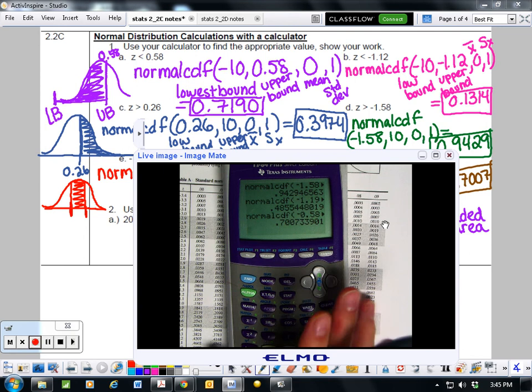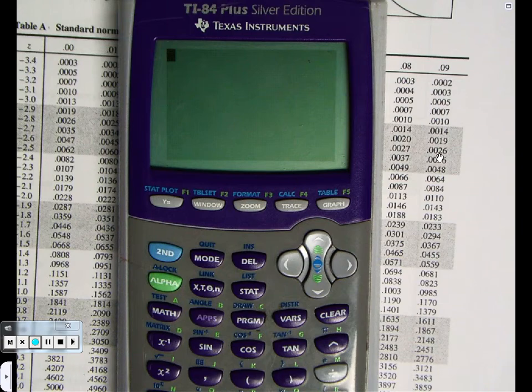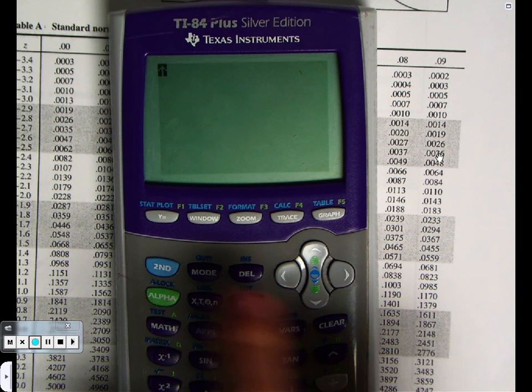So those are all those normal CDFs we already did. We're going to clear those out. And now what we're going to do is let me make this a little bit larger so it's easier for you to see. We're going to go ahead and do second distribution again.